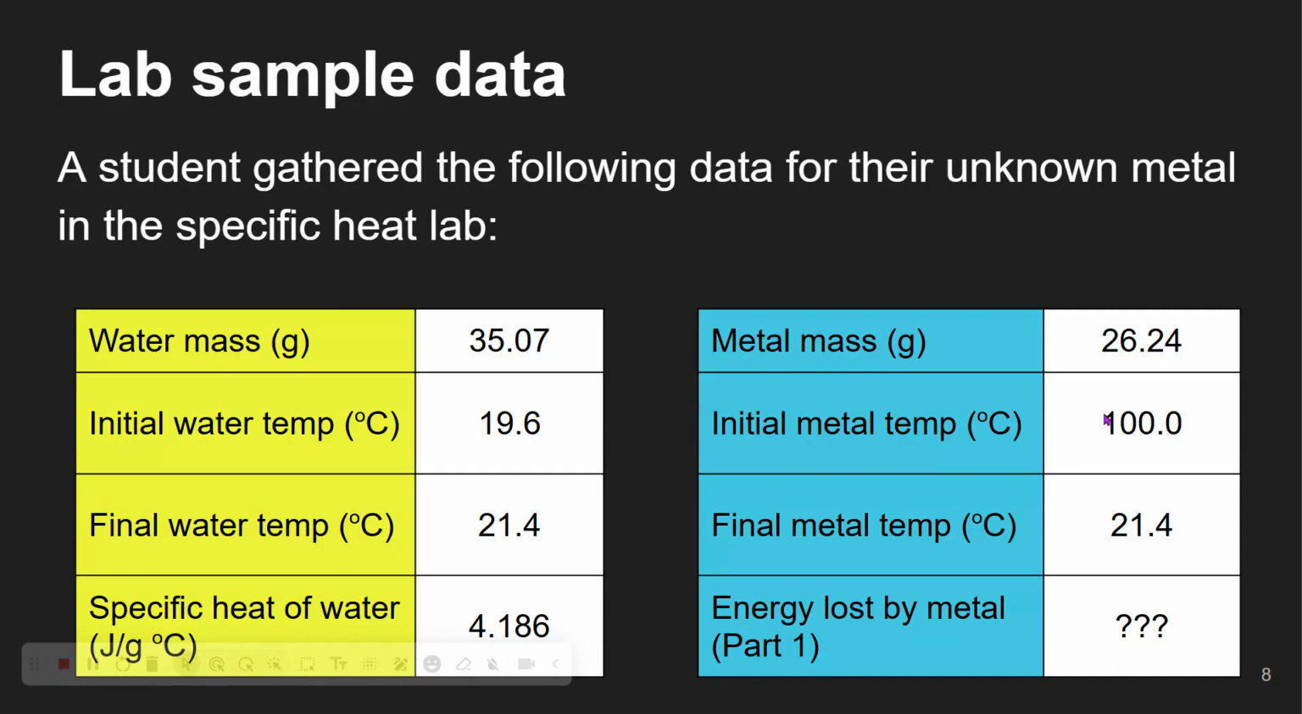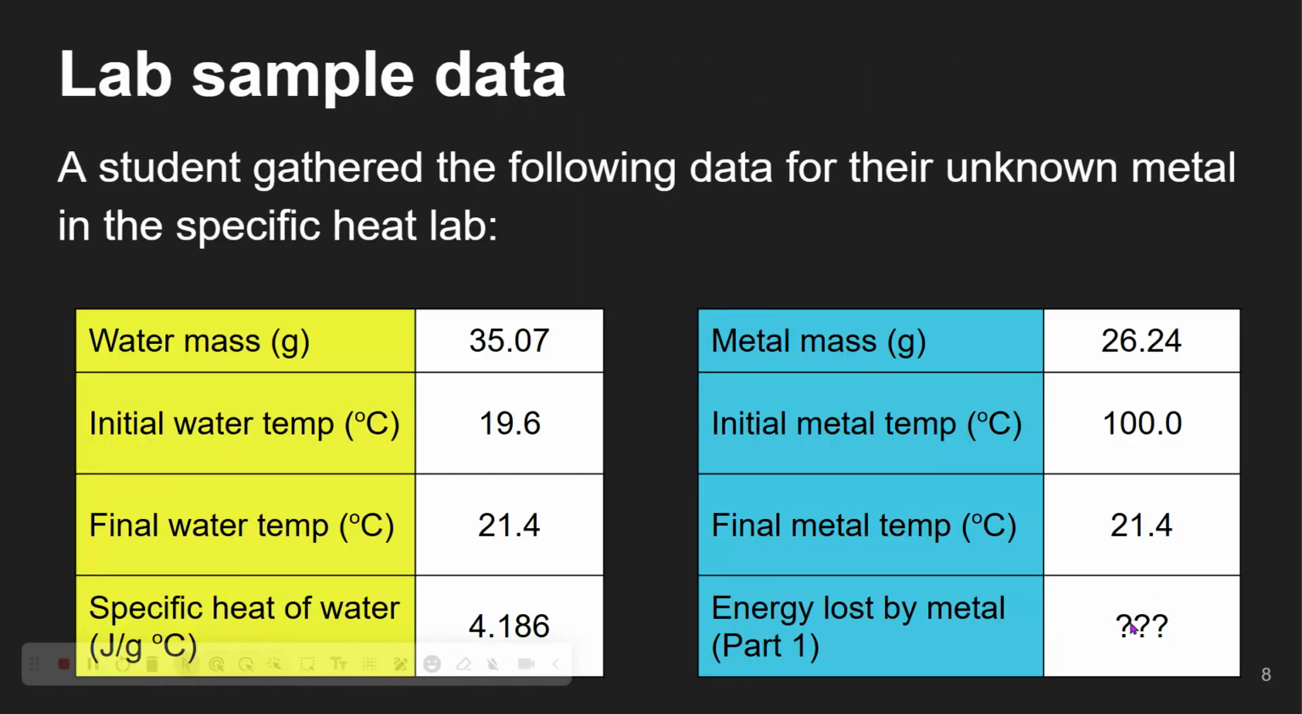Then we transferred this metal into our calorimeter and let that water temperature rise in the calorimeter. And in this case, it went to 21.4 Celsius. So notice that the final water temperature for both the metal and the water is the same. So what we don't know is how much energy the metal gave up. That's what we're going to figure out. And remember, the amount of energy lost by the metal is equal to the energy gained by the water. So let's figure that out first then.